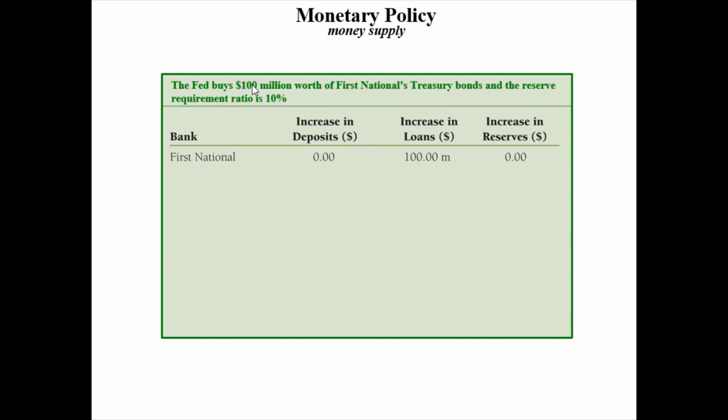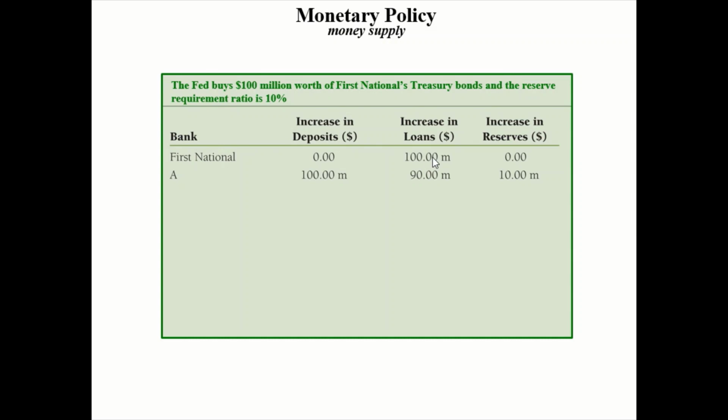So this $100 million from the Fed means instead of making loans to Treasury by holding Treasury bonds, it can make $100 million in loans to consumers and businesses, right? So this allows the loan amount to go up by $100 million for First National Bank. Now, First National Bank makes a loan of $100 million, right? Maybe they make that loan to, say, Apple Corporation, right?